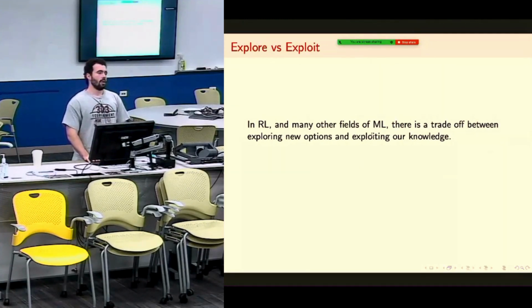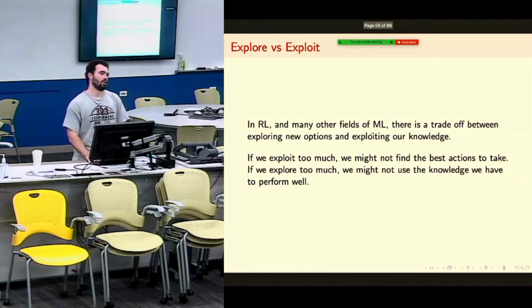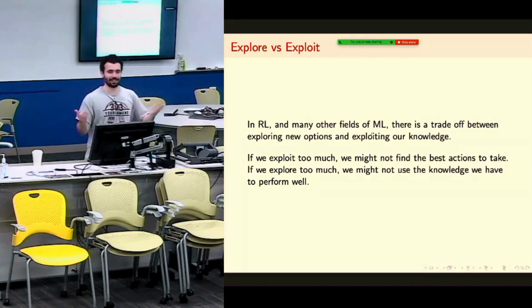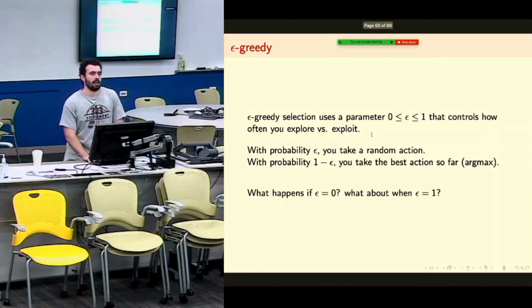Okay. So in machine learning, there's this big trade-off between exploring new options and exploiting knowledge, right? So you want to explore new options every so often, but you also want to take the options that you found to be good, right? If we exploit too much, we might not find the best actions to take. If we explore too much, we might not use the knowledge that we have to perform well. Like, if I already know how good all the restaurants are in Amherst, I want to eat at the best restaurant. I don't want to spend my time trying all the bad ones in case they somehow get better, you know? Okay, so this is epsilon greedy. We already talked about that.